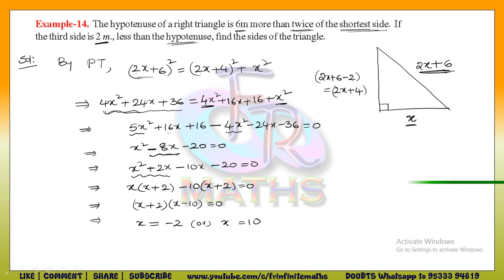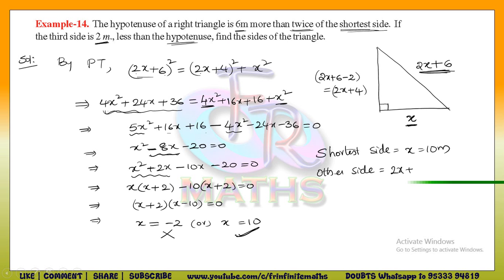Now since x is nothing but one of the sides of the triangle, the side of the triangle can never be negative. Hence this minus 2 is not possible. Then the only possibility that we have is x is equal to 10. So from this clearly what I can say, the shortest side is x is equal to 10 meters.